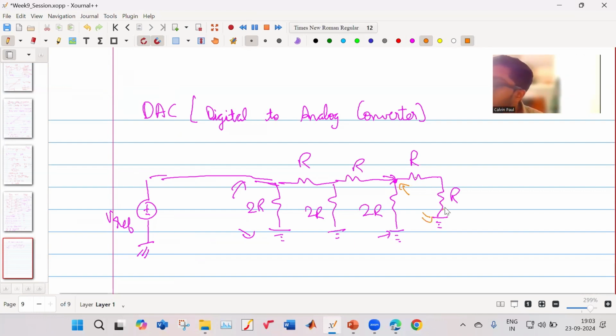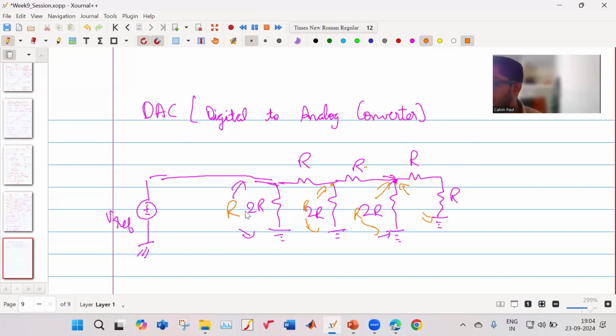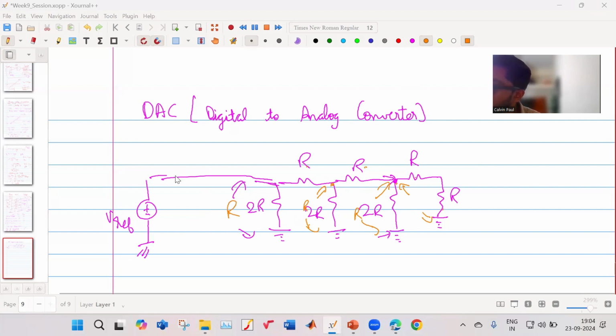So between this point to this point, it is 2R. 2R parallel 2R becomes R. Then this resistance R plus R becomes 2R, which is again in parallel to 2R. So over here also the resistance is R. Then this R plus R becomes 2R parallel to 2R. So the effective resistance over here is again R. Yes. So the effective resistance seen is R. So here the current will be V ref by R. Okay. Let us say that is your I ref.